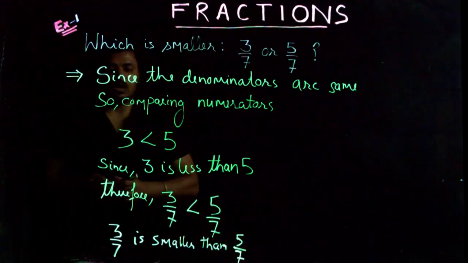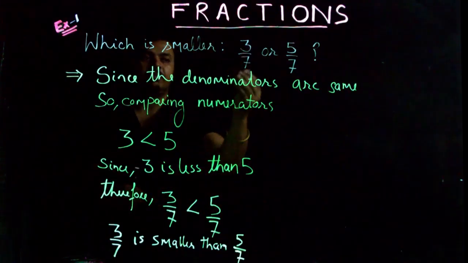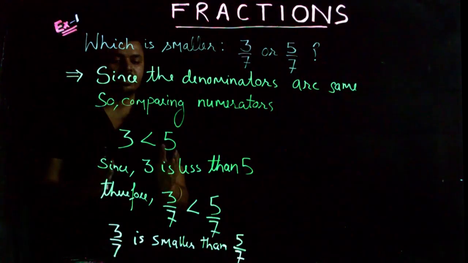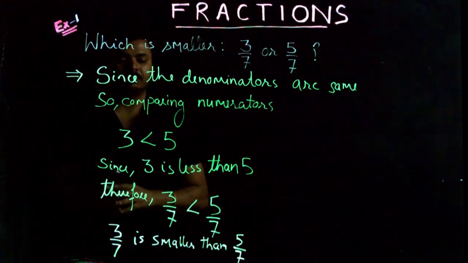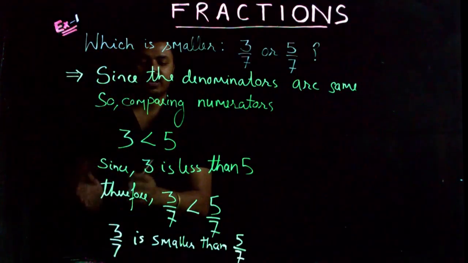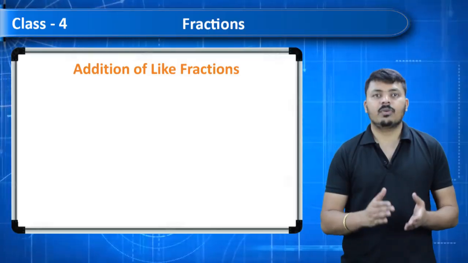So students, I hope you have understood how to compare two fractions when they have the same denominators. We need to compare only the numerators. The greater the numerator, the greater the fraction. If the numerator is smaller than the other numerator, the fraction with the smaller numerator will be smaller than the other. Addition of like fractions.